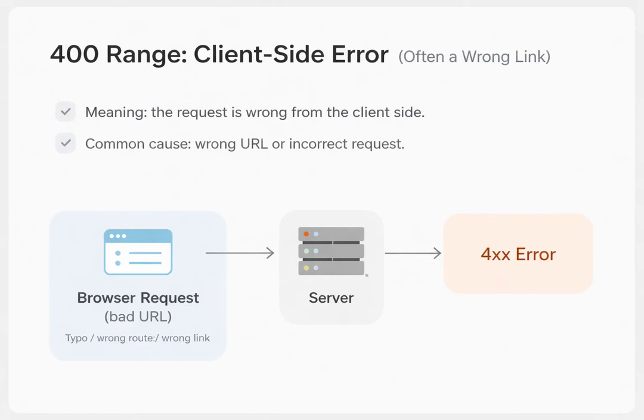Then the tutor moves to the 400 range. These are client-side errors, meaning the problem is usually in the request coming from the browser or front end: a wrong URL, a missing route, a typo, or an incorrectly formed request. The key idea is the server is reachable, but what you asked for is not valid in some way.